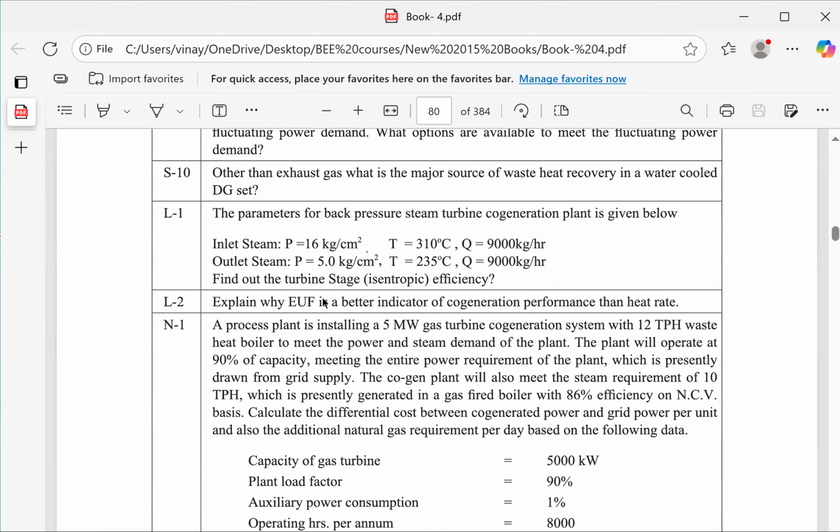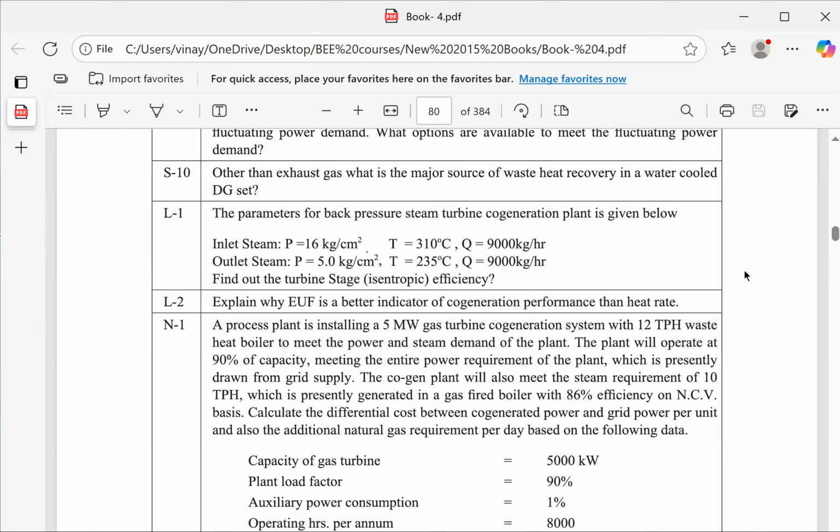Explain why EUF is a better indicator of cogeneration performance than heat rate. What is EUF? Energy utilization factor. Yeah, the formula is already there in the book. What does this EUF numerator say? Numerator is the electrical power plus the useful heat used, upon the fuel rate into the gross calorific value. That means total heat input, and in the numerator, plus Q_th by Q_fact. Yeah, that is given, no?